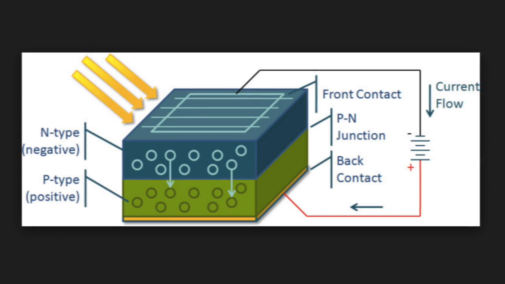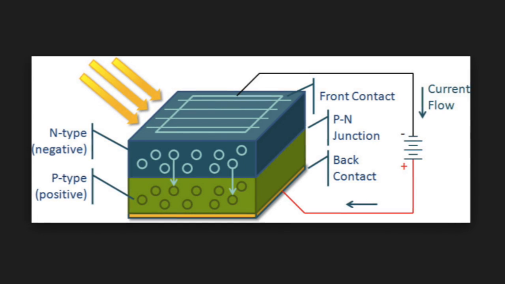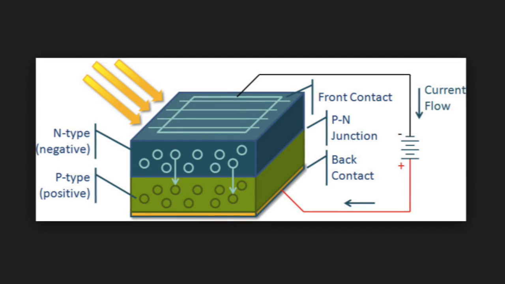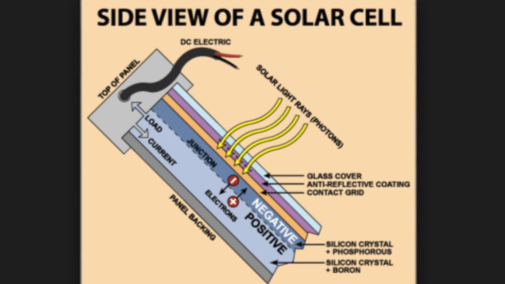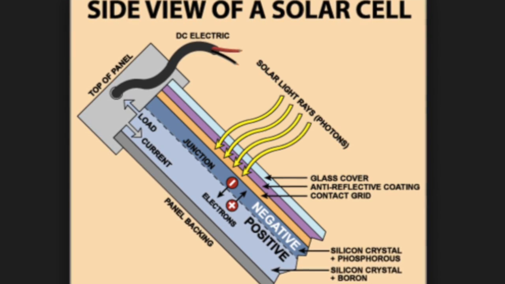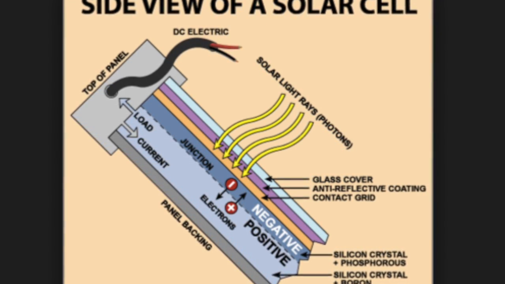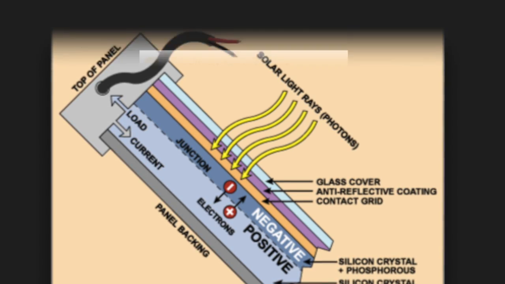When sunlight strikes a solar cell, electrons in the silicon are released, which makes holes in the silicon. If this happens in the electric field, the electrons will be moved to the n-type layer and the holes to the p-type layer. When the n-type layer and the p-type layers are connected with a wire, the electrons will move from the n-type layer to the p-type layer, creating a flow of electricity.